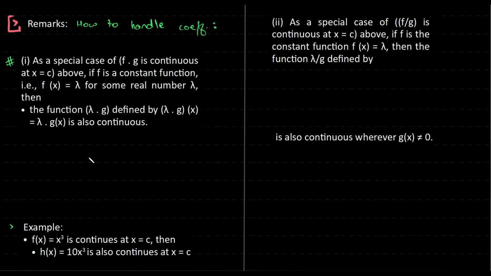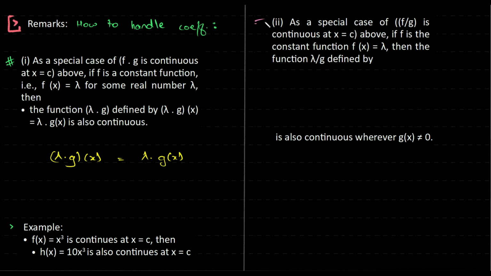So when we apply this, here we have lambda times g of x is equal to lambda times g of x. So both are continuous at whatever the given value is.